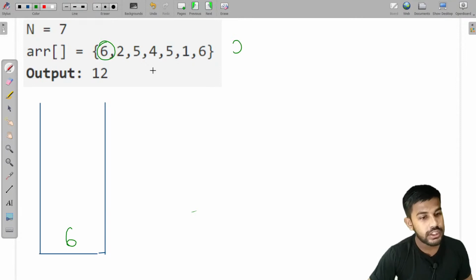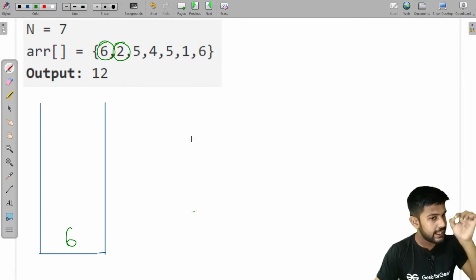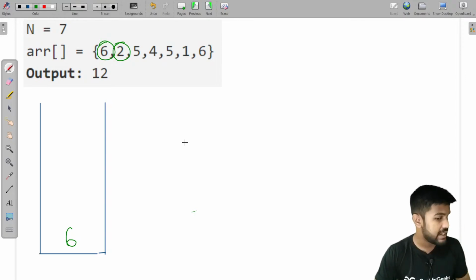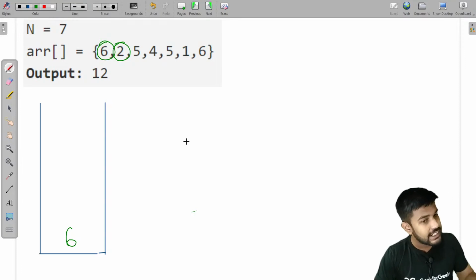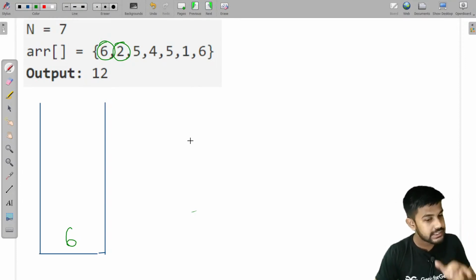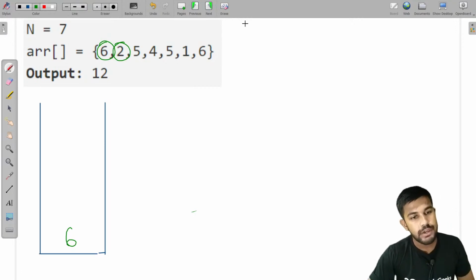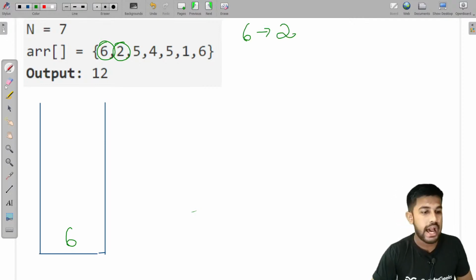Now the next element is 2. We can see that 2 is smaller than the top element. So we keep popping elements while the stack is not empty and the top element is greater than the current element. 6 is greater than the current element, so we say 6's next smaller element is 2. After this is done, we remove this 6 and insert this 2.